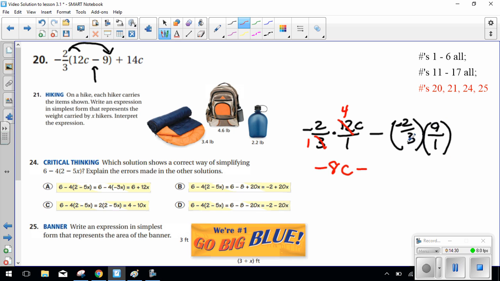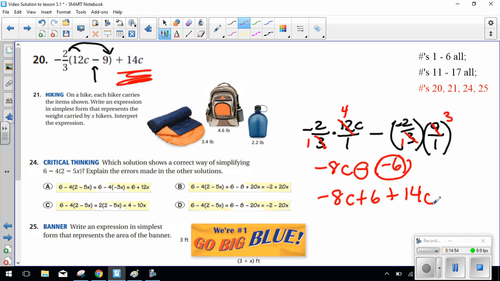I'm going to cross reduce in here and get 3 divided by 3 is 1. 9 divided by 3 is 3. -2 times 3 is -6. If I rewrite this in plus opposite, I get -8c plus 6. And now I need to bring this guy in, plus 14c. So what I'm able to do is take this -8c and add 14c. So let's see, 10. So this is 6c plus 6.